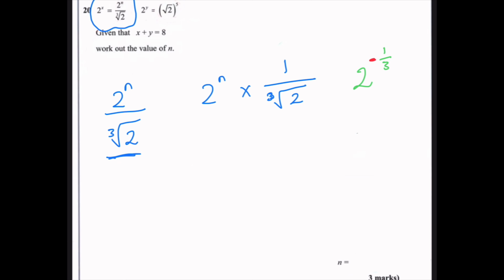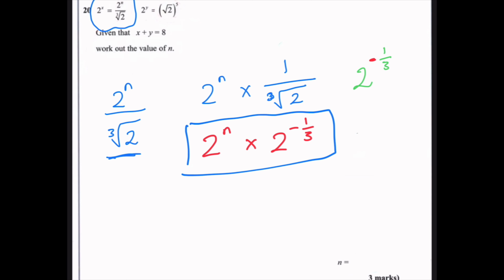So here I have 2 to the power of n multiplied by 2 to the power of minus a third. This is the bit in blue, so I'm going to put a blue box around this. That's that bit simplified. Now, let's look at this bit in green.